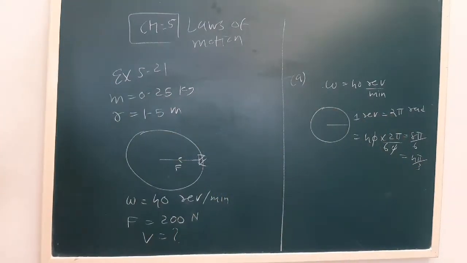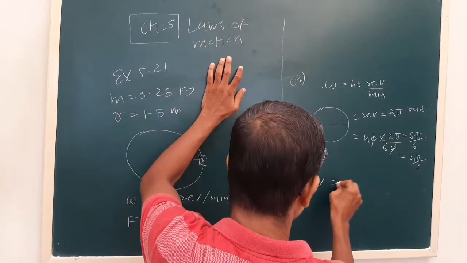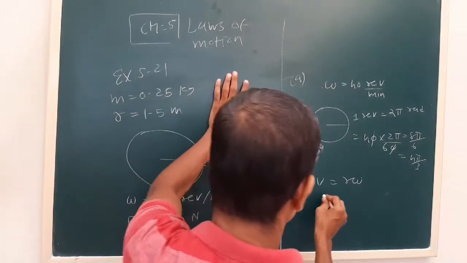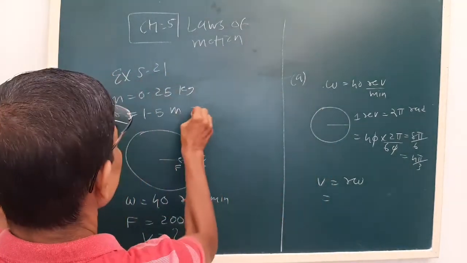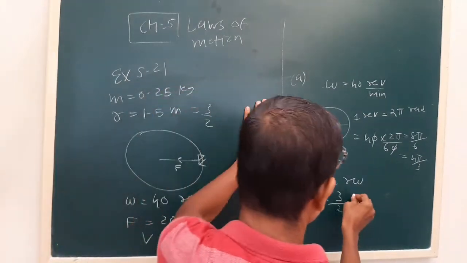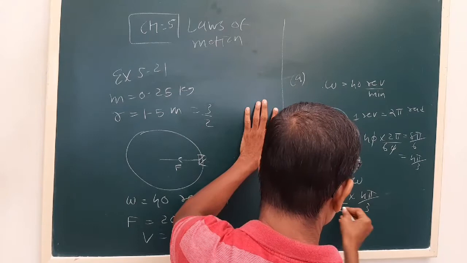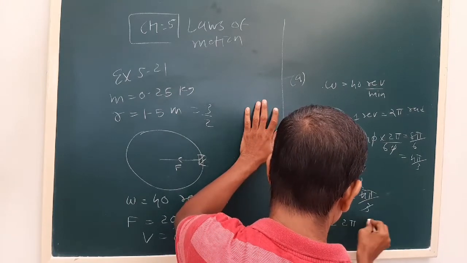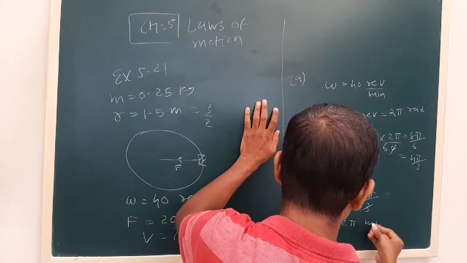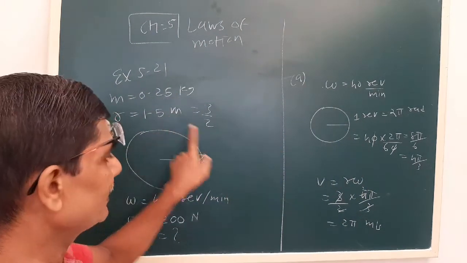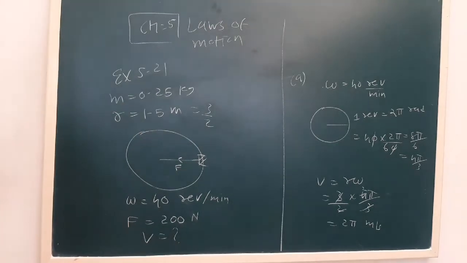Now what is the linear speed? Linear speed v is equal to R omega. R is the radius, that is 1.5, which is 3 by 2, into 4 pi by 3. The 3 will be cancelled here. So the linear speed is 2 pi meter per second, because the radius is given in meter.